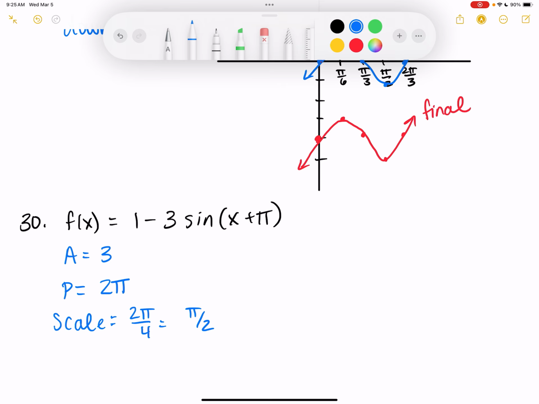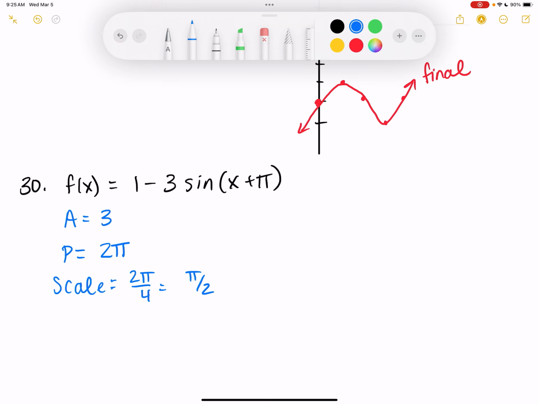And then what else is happening to this graph? It shifted up 1. And it doesn't matter which you do first, up or left. It shifted left pi. What's in here determines left or right, and it's opposite the direction of the sign. How did we get the up part again? Because of the 1. Okay, all right. Is anything else happening to this graph? Is it reflected? It's reflected.